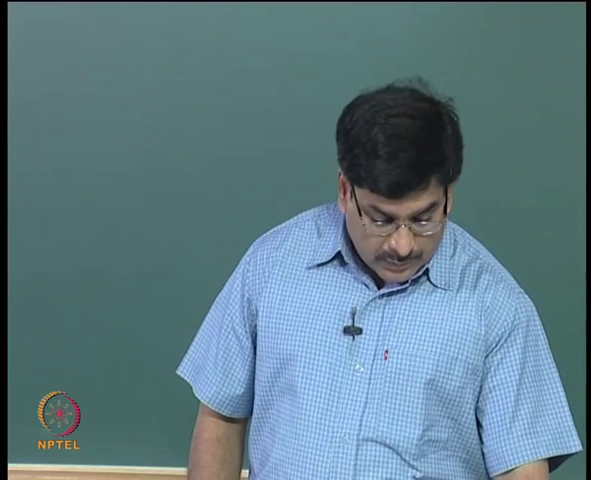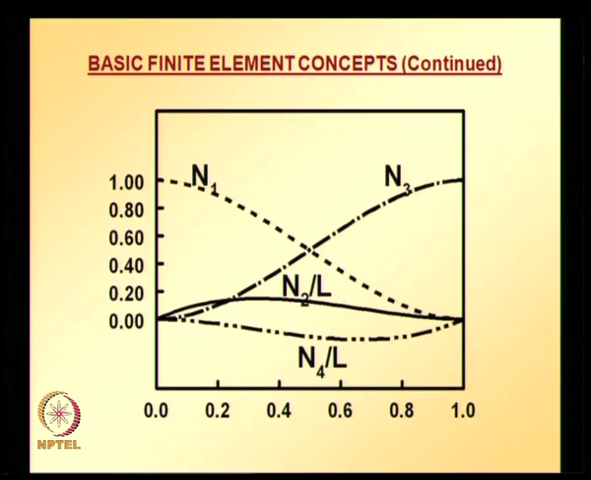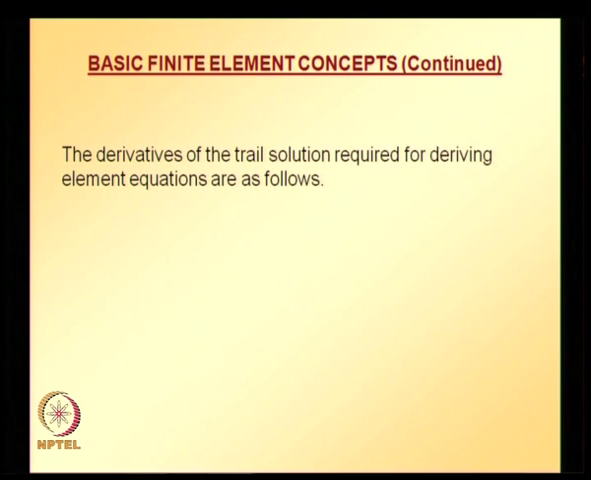So we learned that the trial solution V now can be written as N1 V1 plus N2 theta 1 plus N3 V2 plus N4 theta 2. So now we are ready to find the derivatives of the trial solution, which are subsequently required for deriving the element equations.